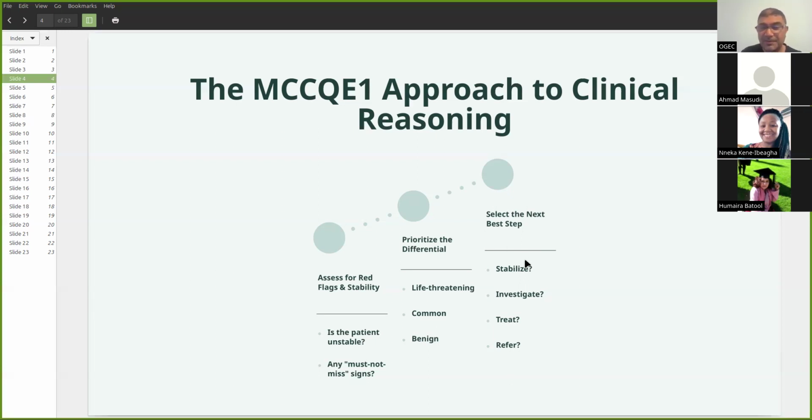The next best step can be to stabilize the patient. For example, the patient has hypotension, unstable hemodynamics. So the first step should be to stabilize the patient, then we go further. Should we do any investigation like imaging or blood work? Should we treat the patient, or should we refer the patient? For example, if you are in an office and the patient has an emergency condition, you have to refer the patient to the emergency room.